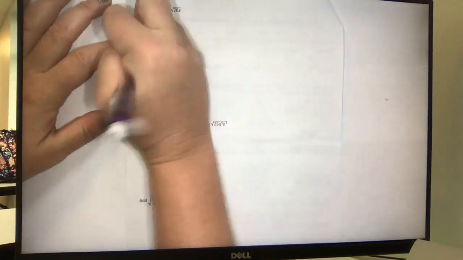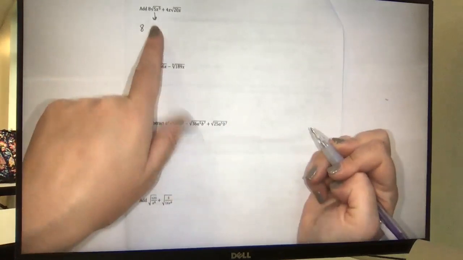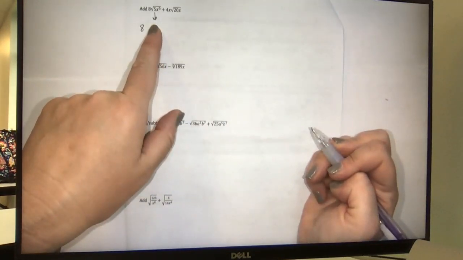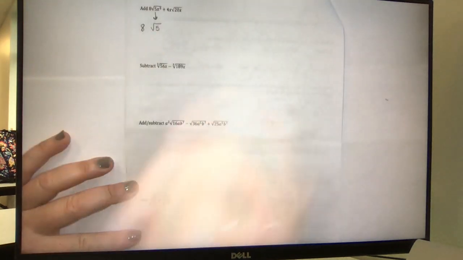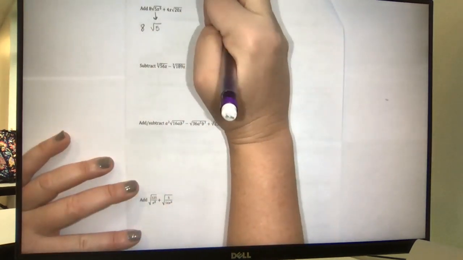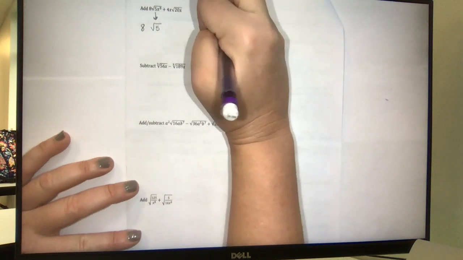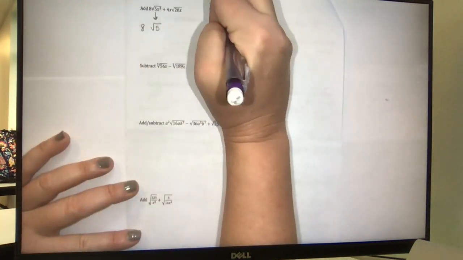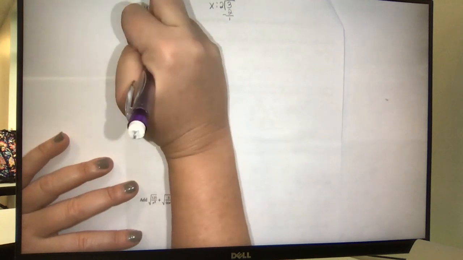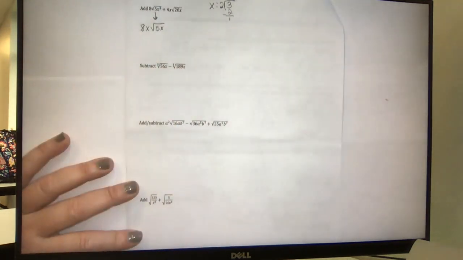I've got an 8 out front. This is square root of 5. Can I do anything with that? No, so he's going to stay under. All right, what about x though? He's got an exponent of 3 and an index of 2. 2 can go into 3 one time with 1 left over. So I'm going to have 1x on the outside and 1x on the inside.